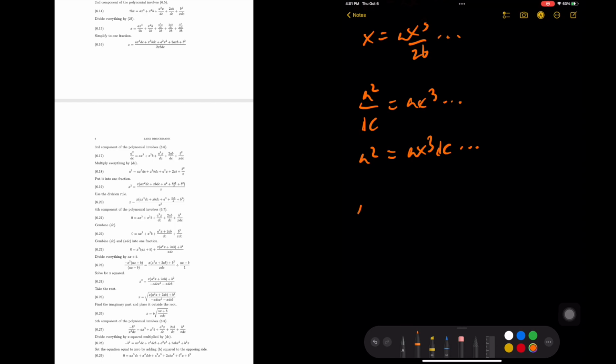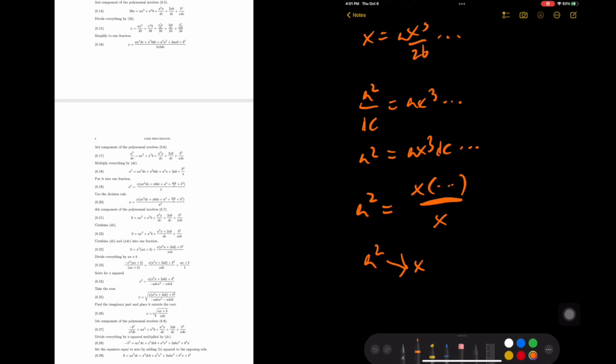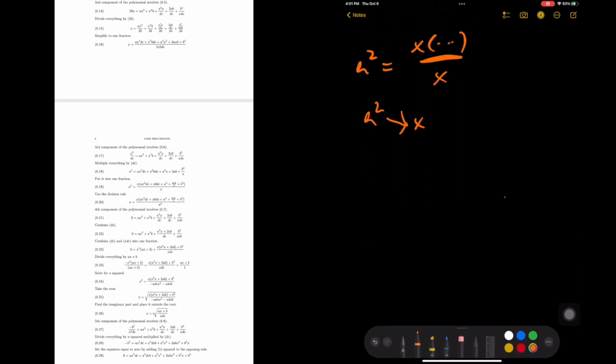So we have a squared is equal to x times, and x will be multiplied in this case by ax squared dc, etc. We're just basically factoring out the x in this case on the top portion. And we're dividing that by x. Okay, so these would cancel each other out, but that's what we want. Because now we can do this little neat trick where we take a squared and we swap it with x. So this will then solve for x. So we have x is equal to x times the factored out expression over a squared.